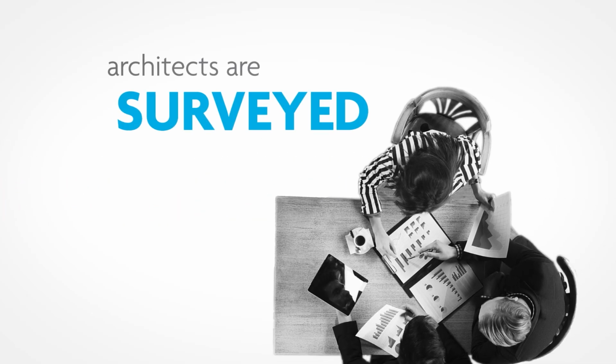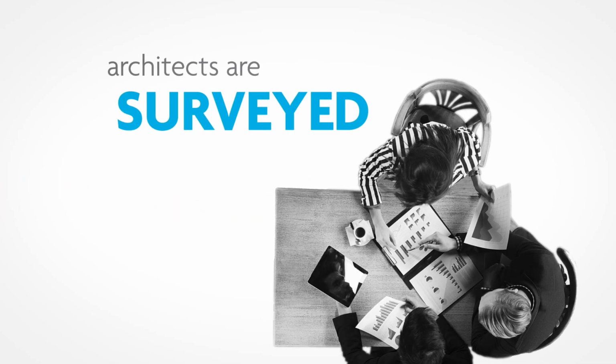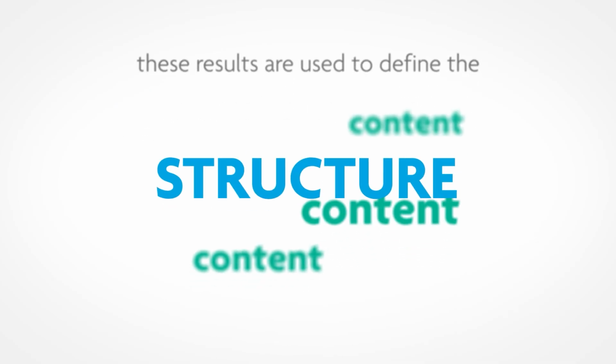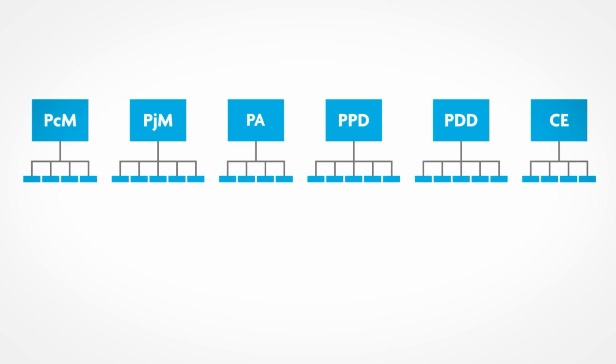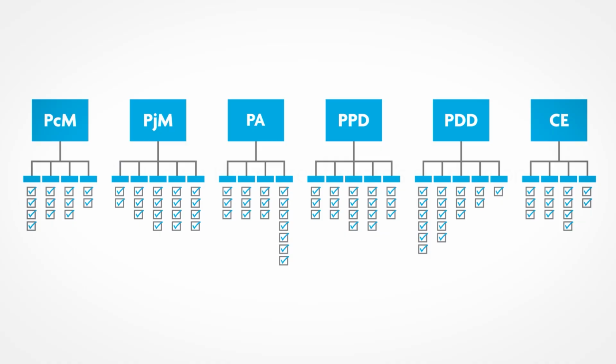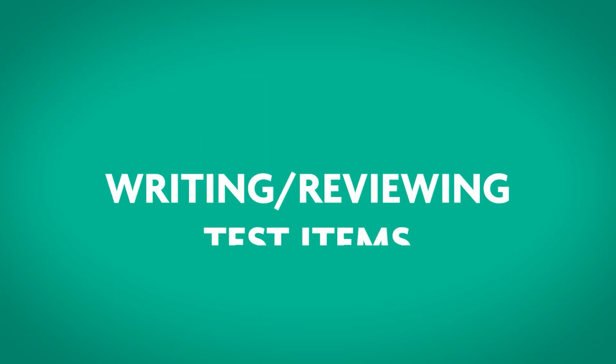ARE items begin with a practice analysis, where architects are surveyed to determine what they need to know to work safely and independently. These results are used to define the structure and content of the exam, including the current exam's 6 divisions, which are subdivided into content areas and further broken down into specific test objectives.